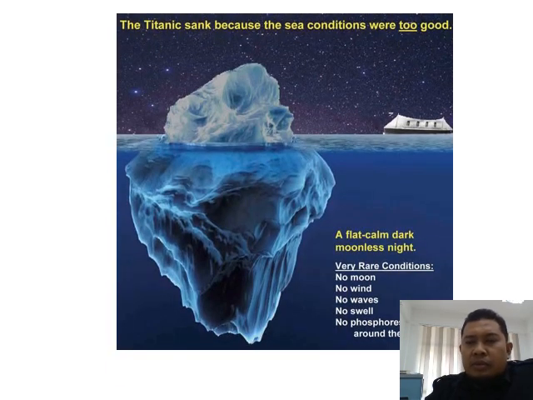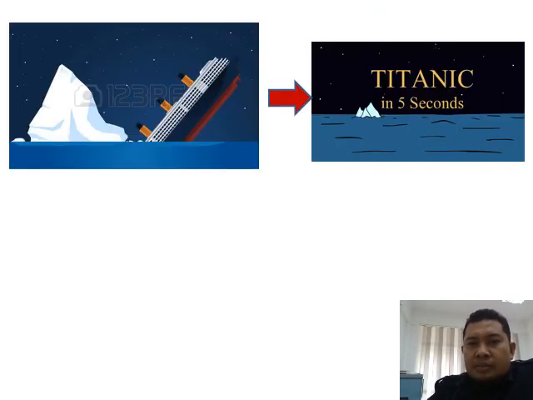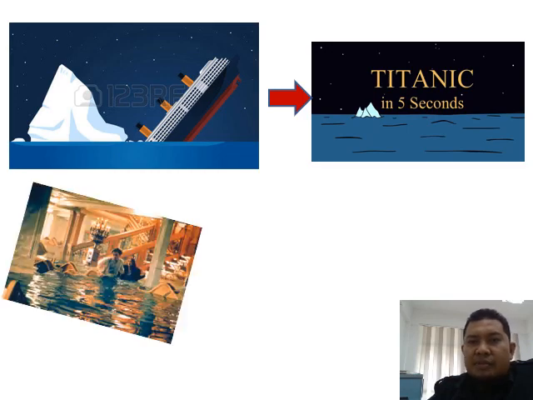Continuing from the previous slide, actually the Titanic sank because the sea condition was too good. The condition at that time was very dark, with no wind, no waves, no swell, and so on. Very rare. And the material itself became much more brittle at very low temperature. So it sank in 5 seconds only.